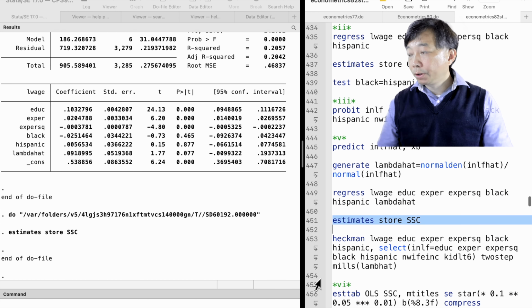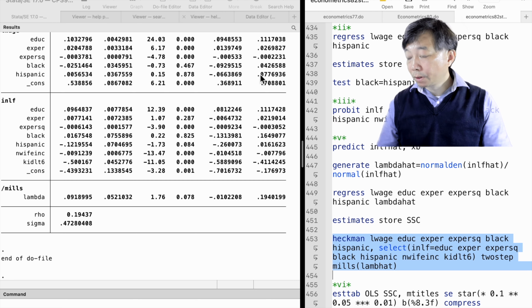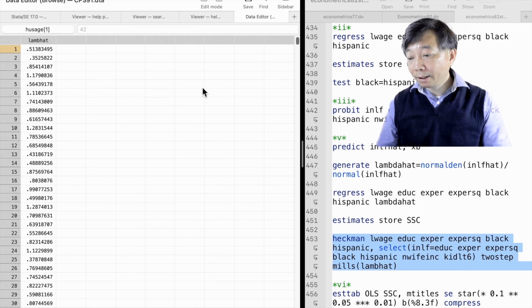In Stata, we can use the heckman command to do the sample selection corrections instead of doing it manually. We type heckman followed by the wage equation. After the comma, we write the option select and put the selection equation into a parenthesis. We use the twostep option to specify the Heckman two-step procedure and the mills option to store the inverse Mills ratio. We can verify that the inverse Mills ratios from this command and those by hand are identical.